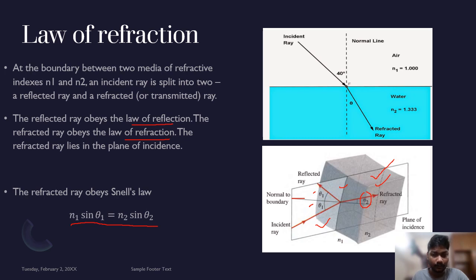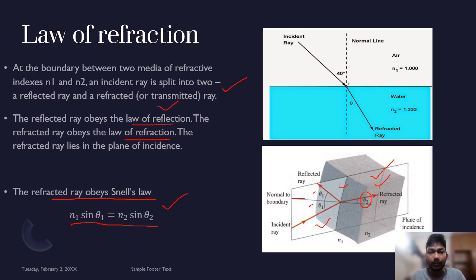So here are the important points. The incident ray splits into two types of rays: one is the reflected ray and another is the refracted ray. First, the reflected ray obeys the law of reflection. The refracted ray obeys the law of refraction, and the refracted ray obeys Snell's law, which is n1 sin theta 1 equals n2 sin theta 2.